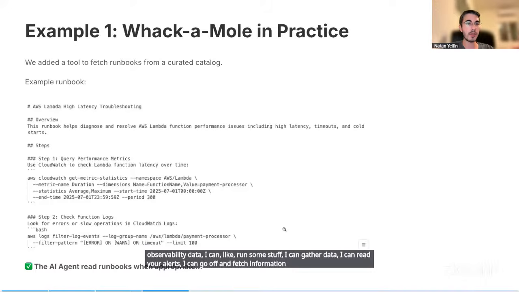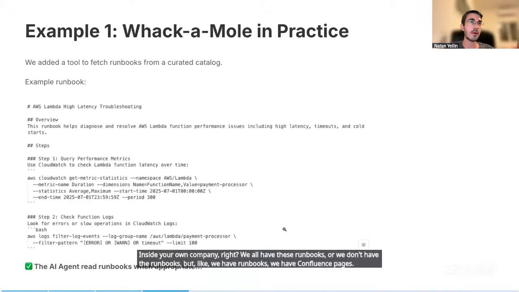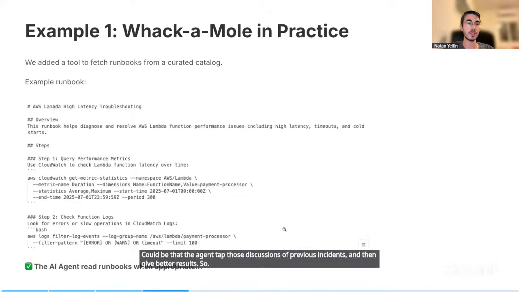But there's some knowledge sometimes that you only have inside your own company, right? We all have these runbooks, or we don't have the runbooks, but we have Confluence pages. Maybe we have previous discussions on Slack where we spoke about a similar problem in the past. Could we let the agent tap those discussions of previous incidents and then give better results? So on the surface, the answer seems yes. And we all thought that was a great idea.